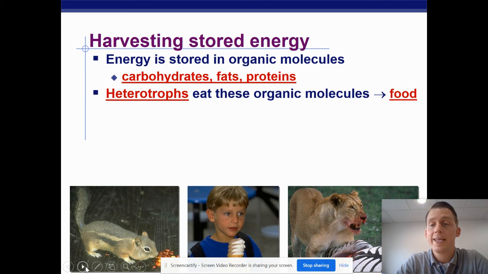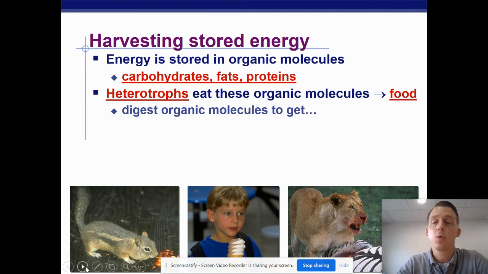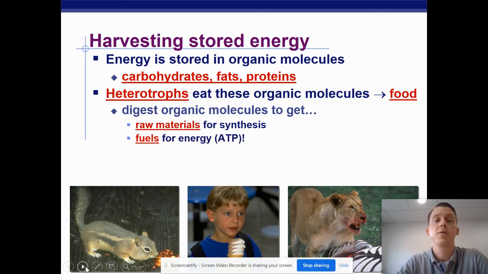Heterotrophs are organisms that eat other things. So herbivores, carnivores, omnivores are all heterotrophs because they get their organic molecules from food. And so heterotrophs have to have a digestive system in order to get their organic molecules. So those organic molecules are the raw materials to synthesize other materials. And those raw materials are going to be the fuel for energy to help us get ATP.